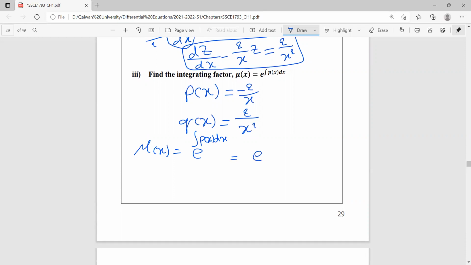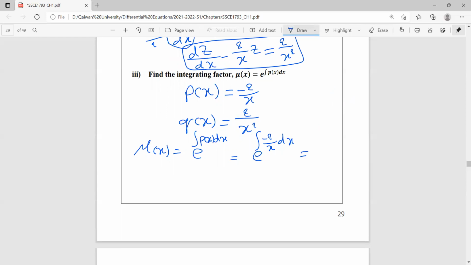And this equals e to the power of the integration of p of x, which is minus 2 over x dx. What's the integration of minus 2 over x? It's minus 2 ln x. Look, we have minus 2 times the integration of 1 over x dx, and the integration of this is minus 2 ln x.